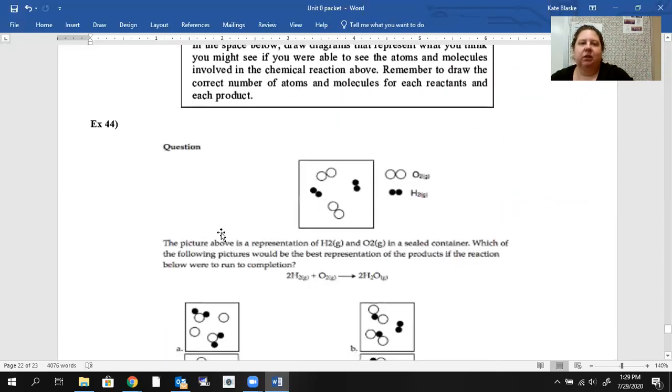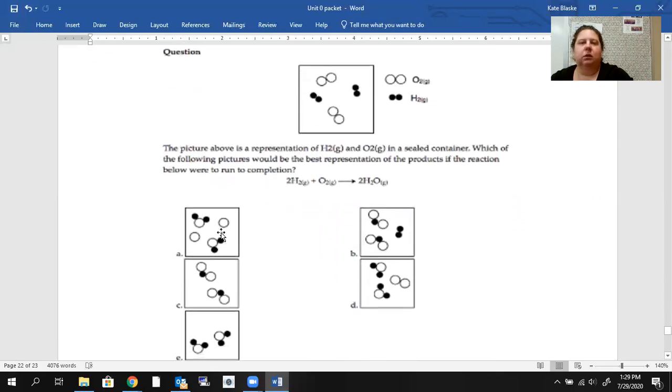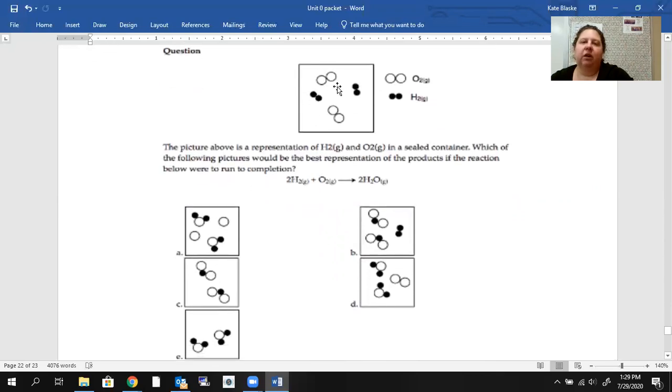So I want to take a look at example number 44 because we've got some choices here. So we've got a diagram here. It's usually good to label things somehow or to see if there's a specific way you're supposed to identify your particles in the problem. So here they tell us that the dark spots are hydrogen and the white spots are oxygen. We know that it's in a sealed container. Which of the following pictures would be the best representation of the products if the reaction below were to run to completion? So that means the reaction is going to proceed as far as it can.